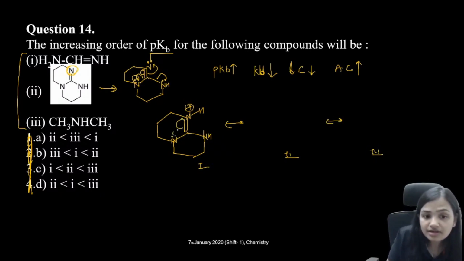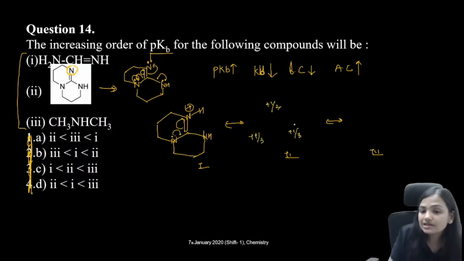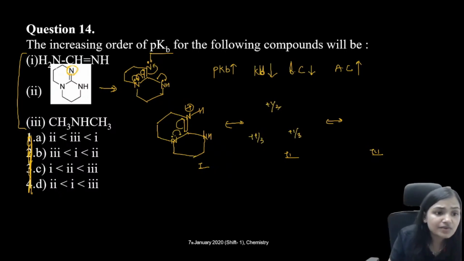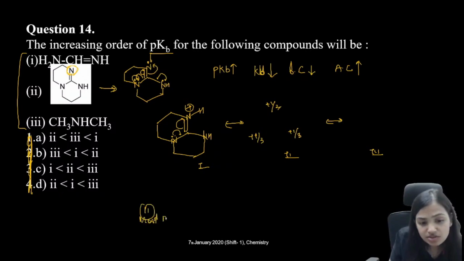This will go here and this will go here. Ultimately we will be getting plus 1 by 3, plus 1 by 3 and plus 1 by 3 over all the 3 nitrogens. Okay, so ultimately the positive charge is getting delocalized. So we can say that this second structure is most basic, because here we are having plus 1 by 3 charge over the nitrogen.